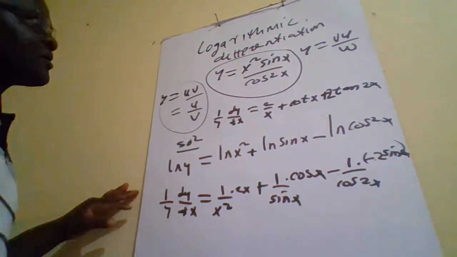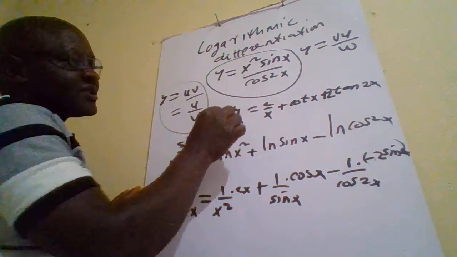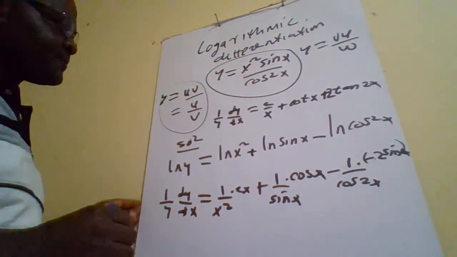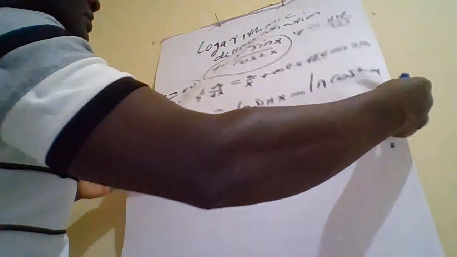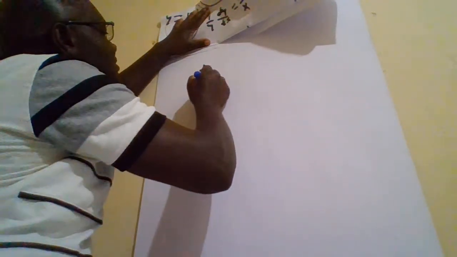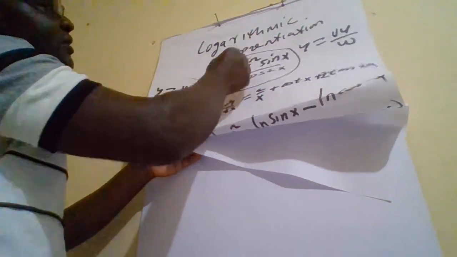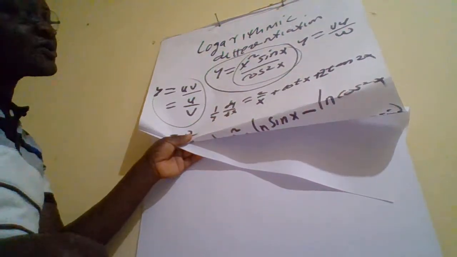But remember, the question wanted us to get the value of dy dx, so we multiply through by y for us to remain with dy dx. So dy dx will be equal to, we multiply through by y. But what is the value of y? The value of y is this one. So we multiply through by x squared sin x over cos 2x.